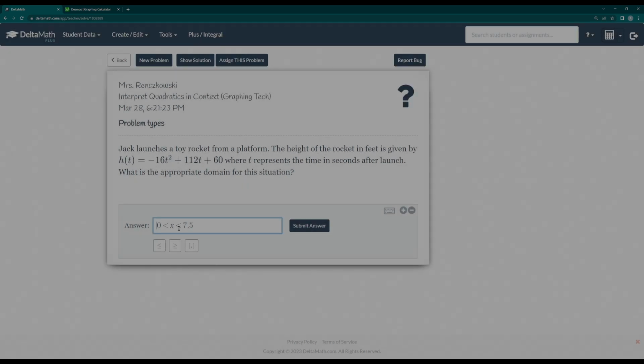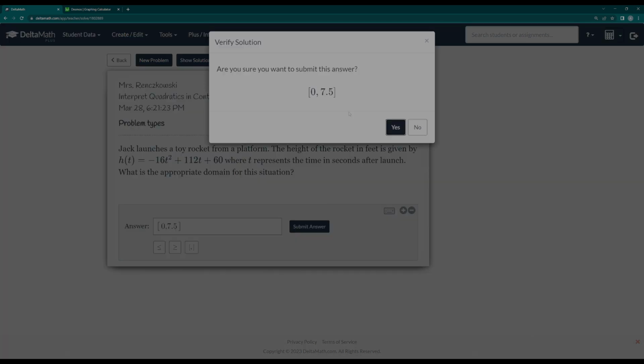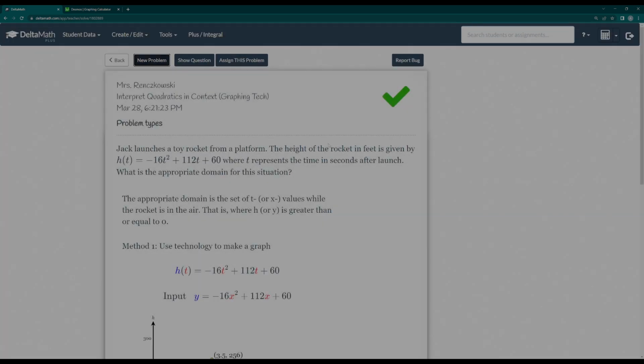Oopsie, I hit the wrong button. It won't let me do it. Okay, so I just got to retype that way. So they want 0 and they want 7.5. Like that. There we go. Let's hit submit. Hit yes. And that's all it took.